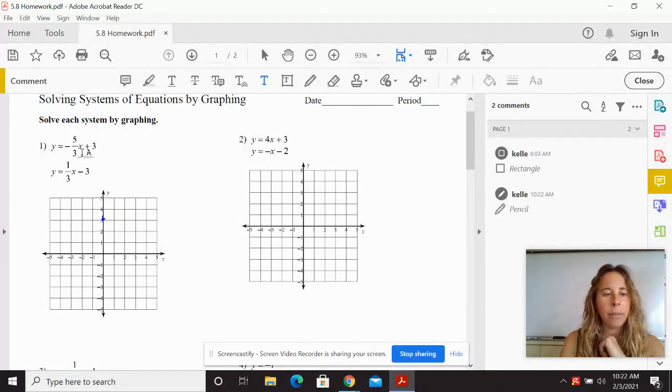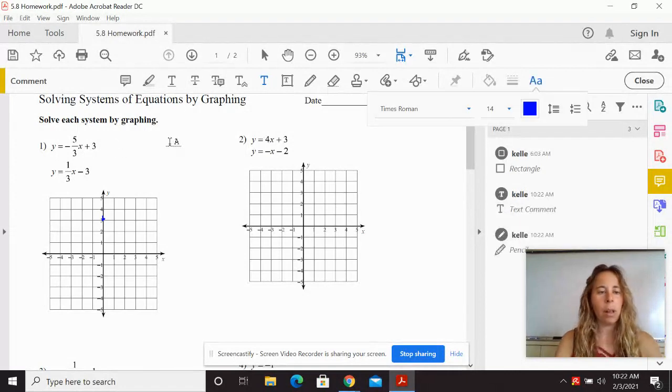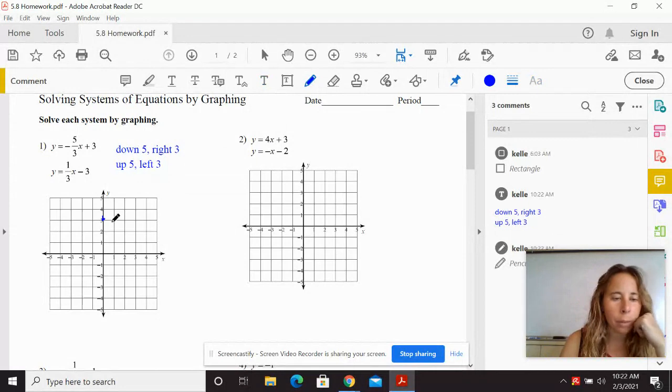This is negative 5/3 x. So you're going to go down 5, right 3, or up 5, left 3. Those are your two options. I'm going to start out by going down 5 and to the right 3. So down 5, 1, 2, 3, 4, 5, and to the right 3, 1, 2, 3. So there's another point. As long as you have 2 points, that's all you need.